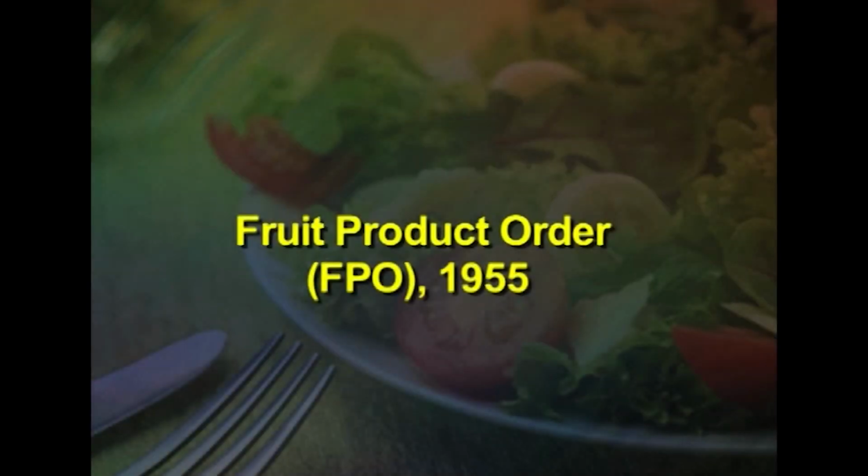Then comes the Fruit Product Order, which was introduced in the year 1955. This Fruit Product Order was promulgated under Section 3 of the Essential Commodities Act 1955, with an objective to manufacture fruit and vegetable products maintaining sanitary and hygienic conditions in the premises and quality standards laid down in the order.